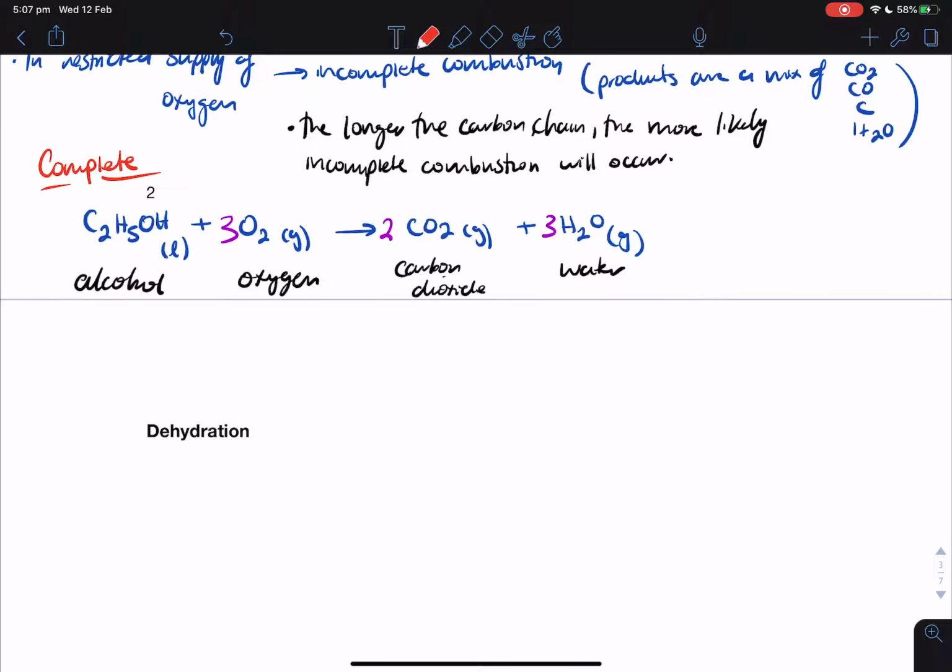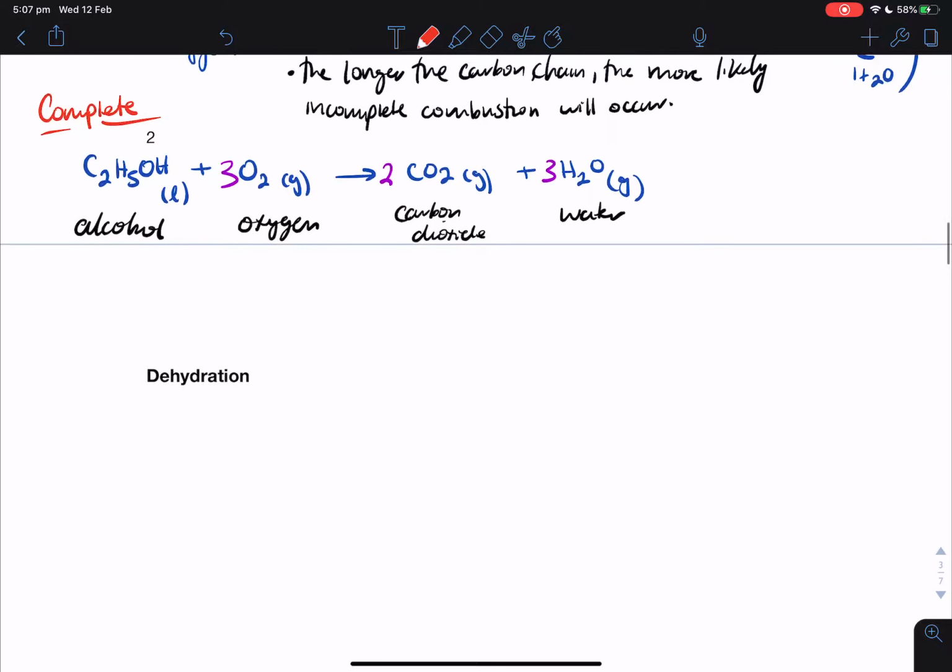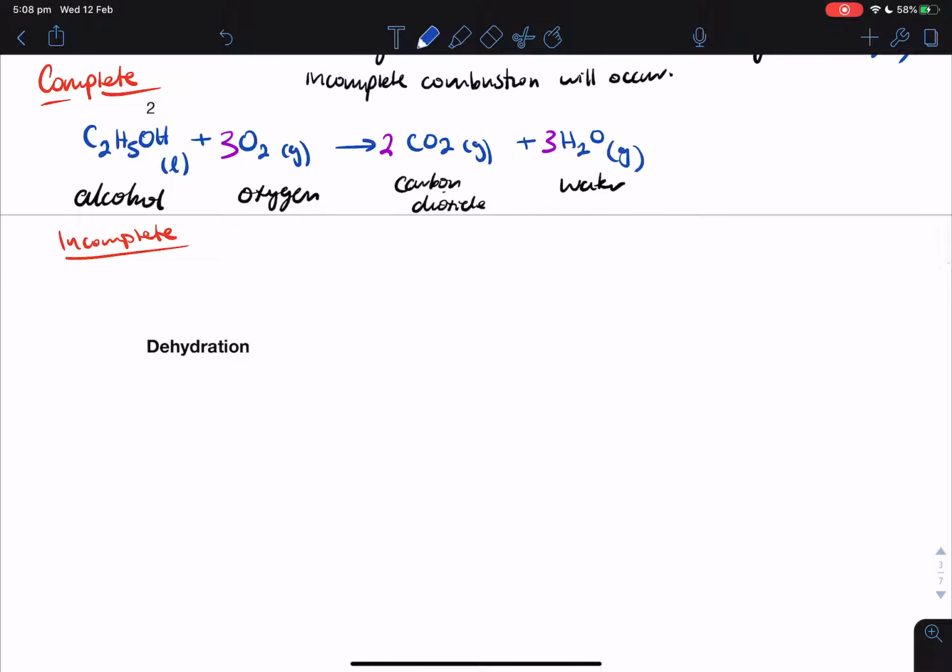Okay. What if we go through incomplete combustion? Let's do incomplete. Let's say we're doing the same thing. So we're going to be doing ethanol and oxygen. So C2H5OH plus O2. What is it going to give us now? Let's say that we don't have carbon, just soot in this reaction, because it makes it a little bit more difficult. So the majority of incomplete combustions are actually going to have the majority to be carbon monoxide. So let's put carbon monoxide and water.